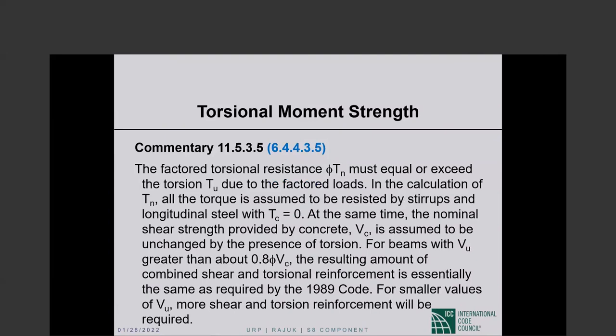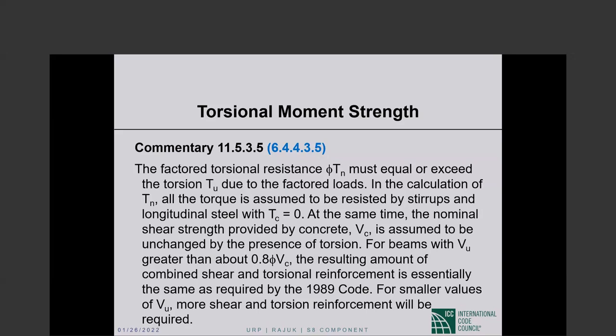Yeah, this may be worth reading. The factored torsional resistance phi times T sub n must equal or exceed the torsion T sub u, this is basic strength design. Now in the calculation of T sub n, all the torque is assumed to be resisted by stirrups and longitudinal steel with T sub c equal to 0. This I said at the very beginning. This is the basis of the torsional design procedure in 318, the thin wall tube analogy.